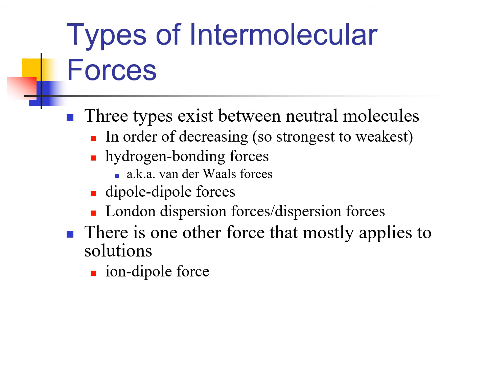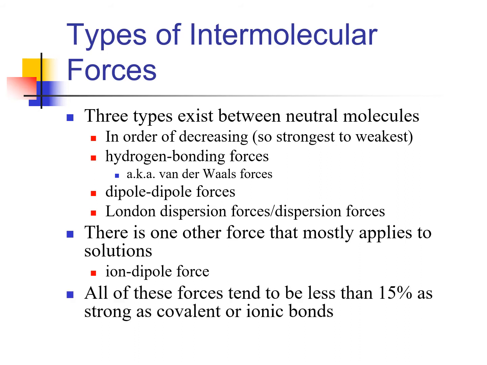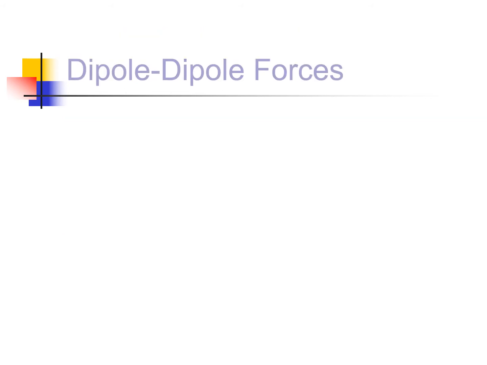Real simply, this is just an attraction. Ions have a positive or negative charge. Things with a dipole have a positive or negative end. So it's an attraction between polar molecules and ions, primarily in terms of solution formation. And again, these tend to be significantly weaker than covalent or ionic bonds.